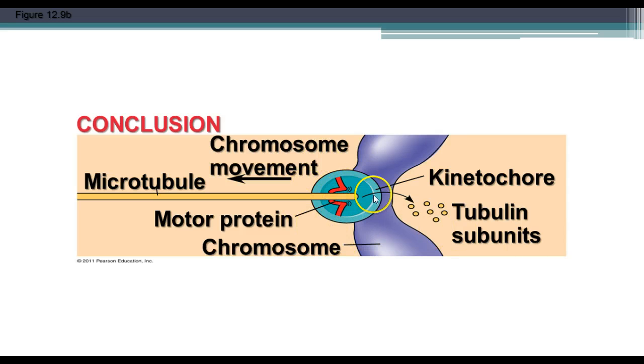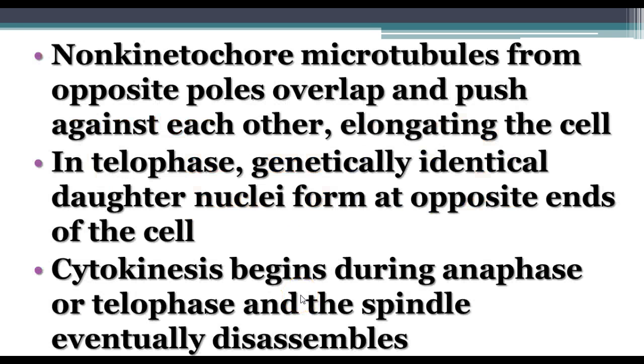Basically, there's a protein down here, a motor protein, that moves this along, and then the depolymerization process happens here within the kinetochore. So it kind of pulls back and then breaks down at this end, as it's moving along the microtubule in this direction. Non-kinetochore microtubules are going to overlap and push against each other, and that's going to help elongate the cell.